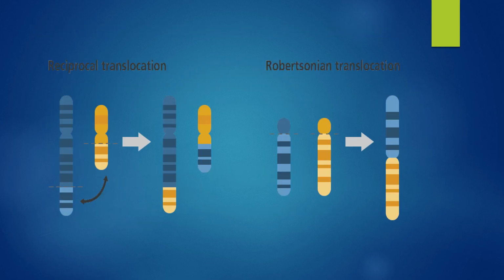This slide just helps you to have a visual presentation of what we spoke about in the previous slides. On the left, we have a reciprocal translocation, and on the right, we have a Robertsonian translocation.